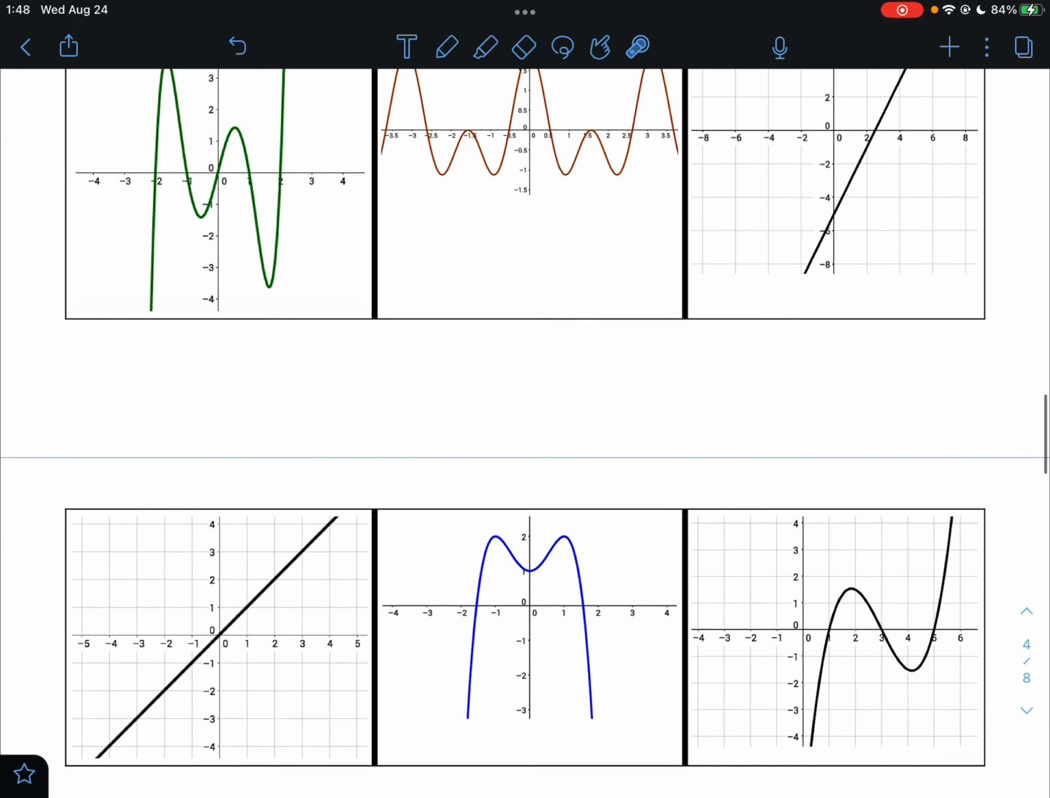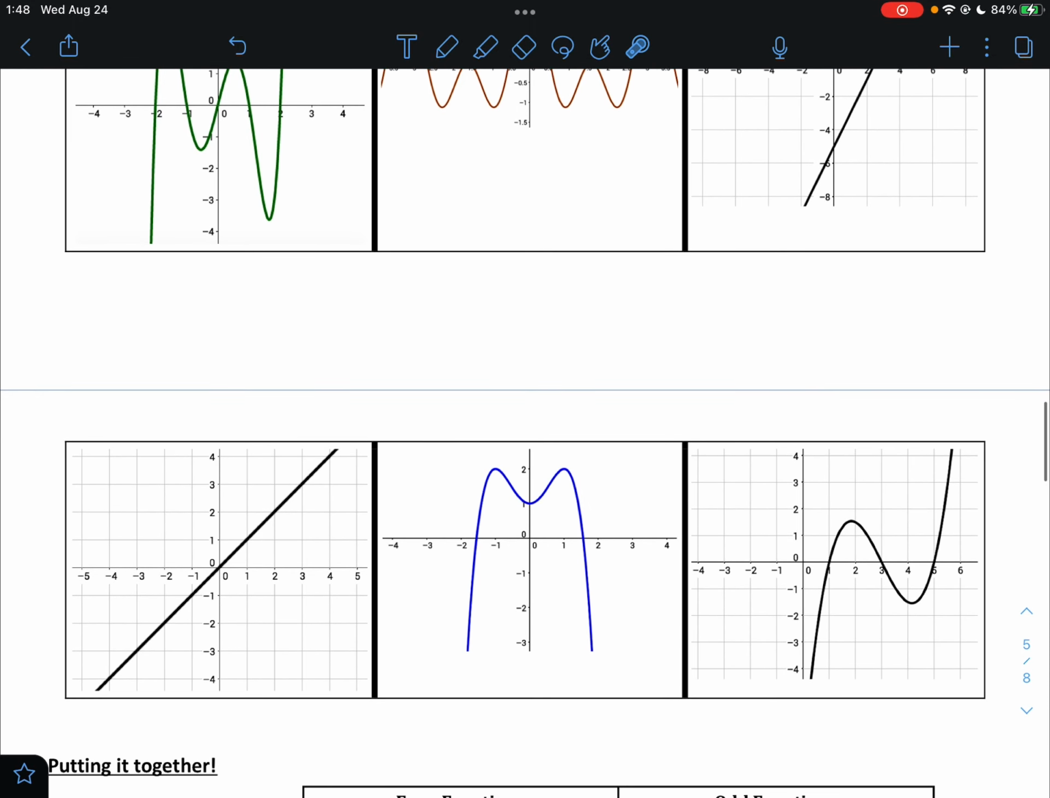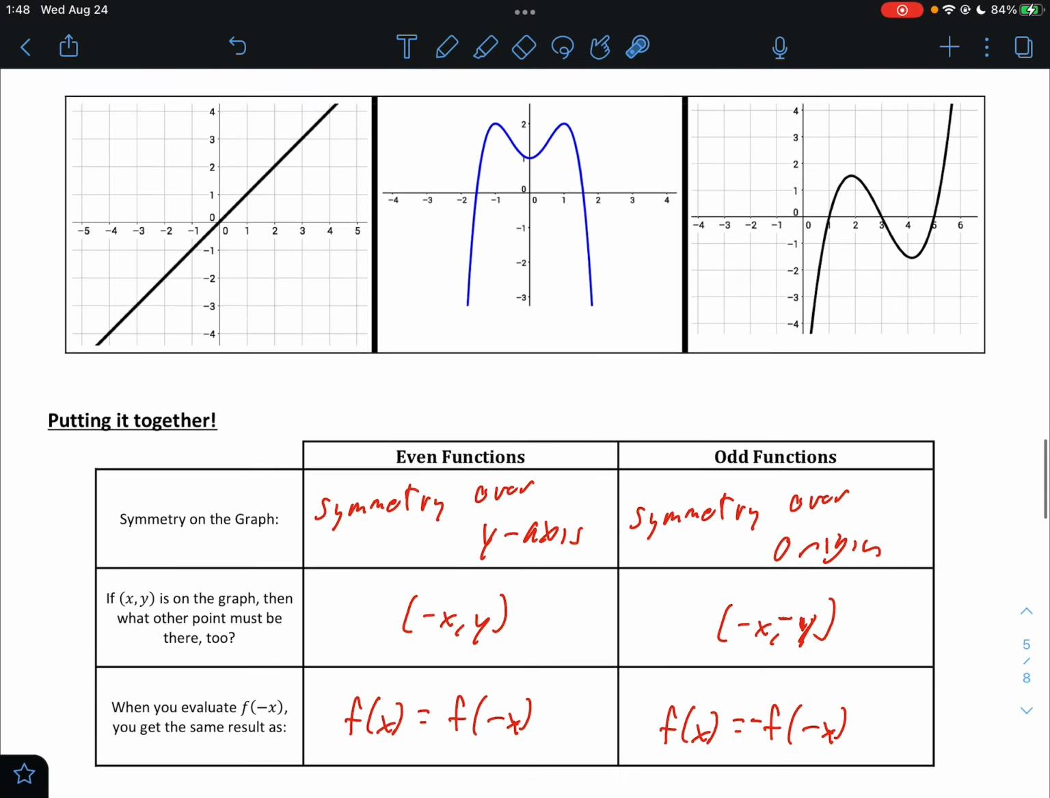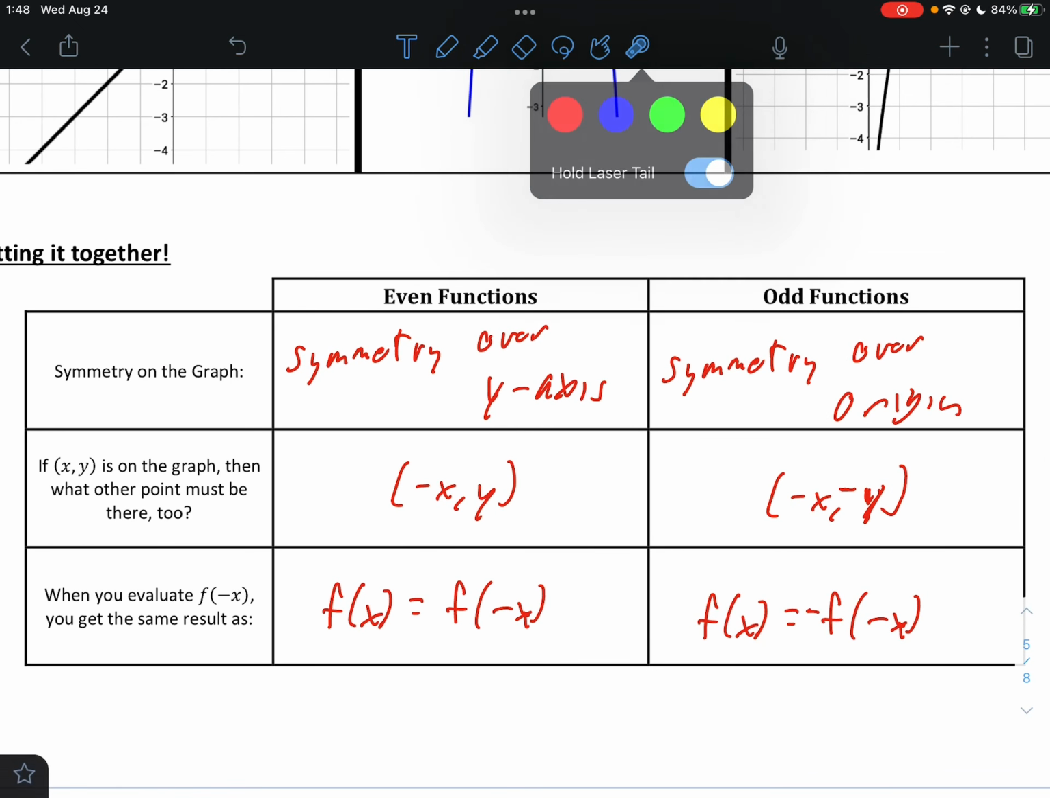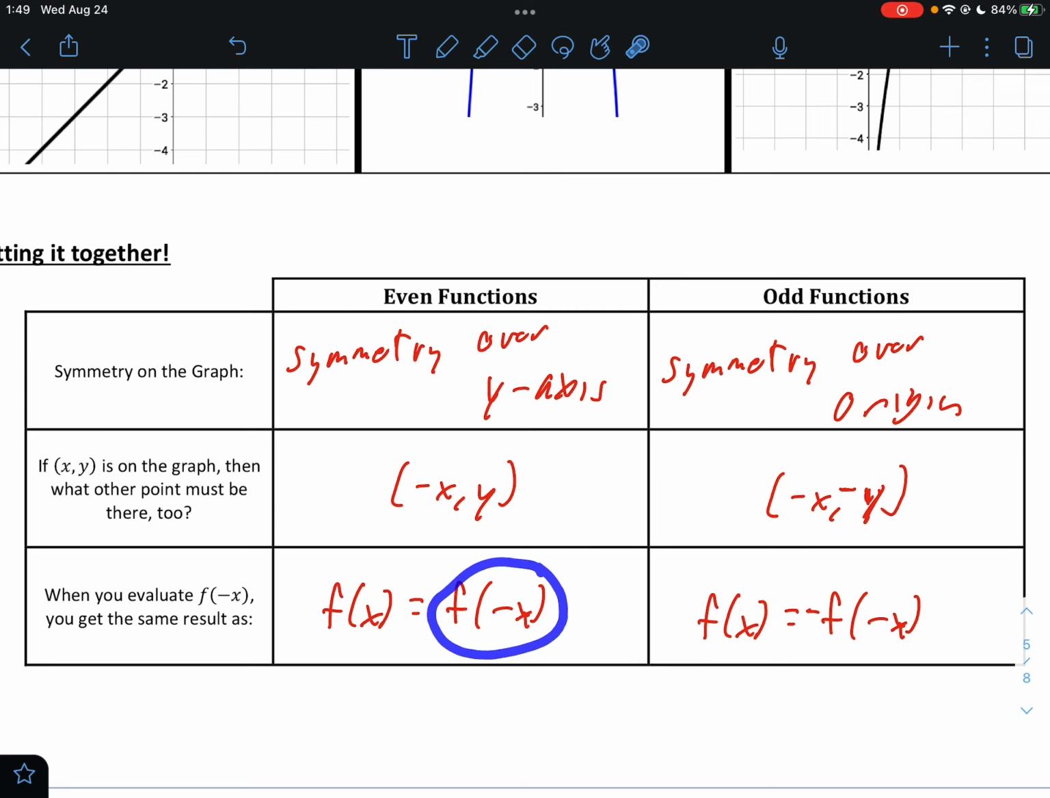Okay, so after answering all those questions, that brings us here to putting it all together. We're going to answer the same questions you just answered. You can check your answers here. We're going to fill out this table. So an even function is symmetric over the y-axis. If (x, y) is on the graph, that means (negative x, y) is also on the graph. And when you evaluate f of negative x, you get the same thing as f of x.